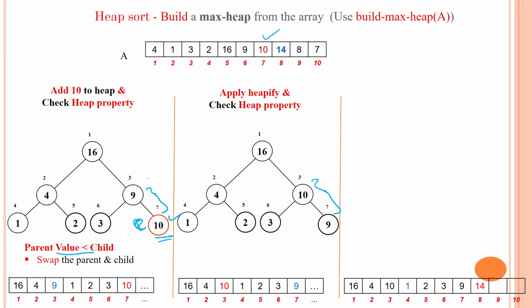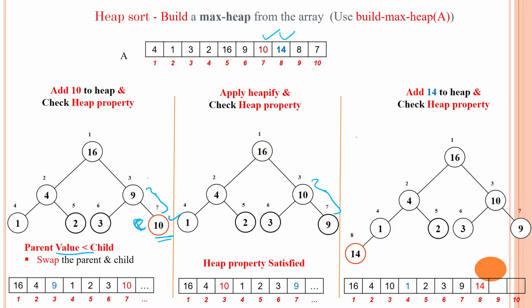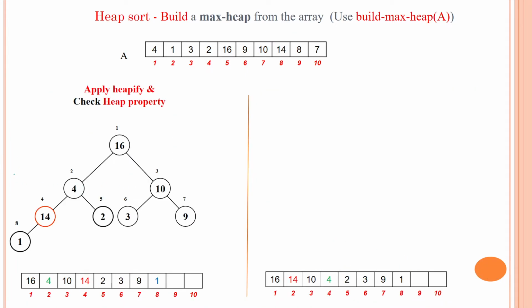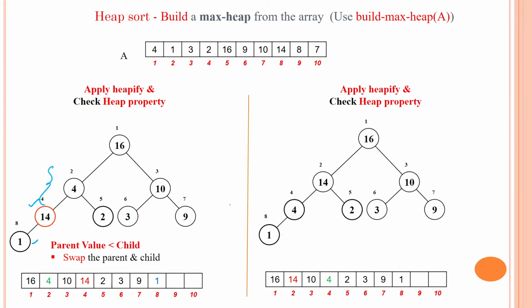Then we will add 10. 10 is already added. 14 is going to be added in the heap. So 14 in the left subtree, left child is missing. So we are adding the 14 as a child to the 1. Heap property is not satisfied, so we have to swap this. So 14 becomes parent and 1 becomes child. Again heap property is not satisfied. 14 should be exchanged. So 14 becomes parent, 4 is child. Now the heap property is satisfied.